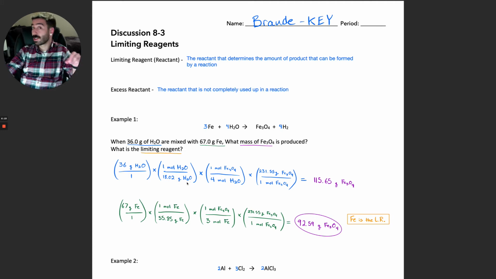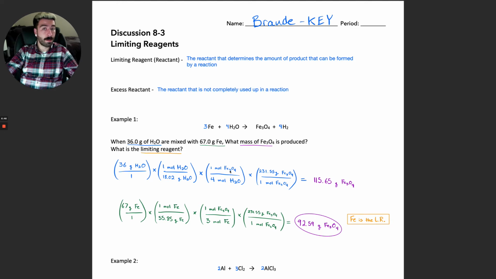Oxygen plus hydrogen plus hydrogen. Now I'm in moles of water, and I want to go to moles of iron oxide. I do that with the mole ratio. I look at my equation, and I want to go to moles of iron oxide, so that's on top. There's 1 mole of iron oxide for every 4 moles of water, and I set that up just like this. Now I'm in moles of iron oxide. And lastly, I want to get to grams of iron oxide.